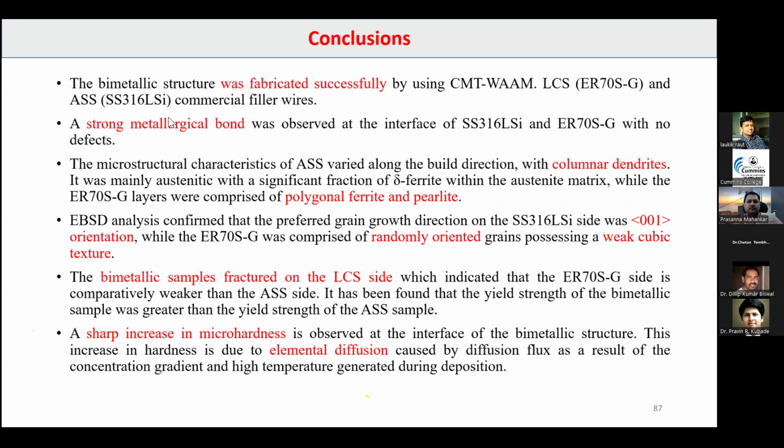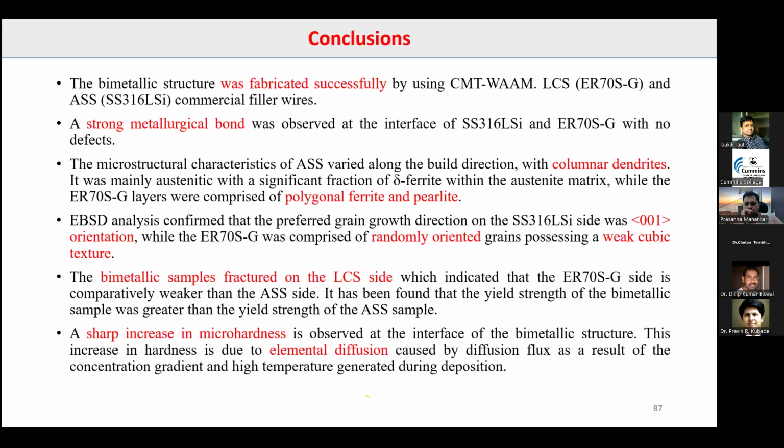So I have concluded from that, like all the samples, they were fractured not at the interface. They were fractured in the LCS part. On the basis of that, I have concluded that there was a strong bonding between LCS and ASS, because I have deposited two different materials. So based on that, I have concluded that there is a strong metallurgical bond, and there was no defect at the interface.